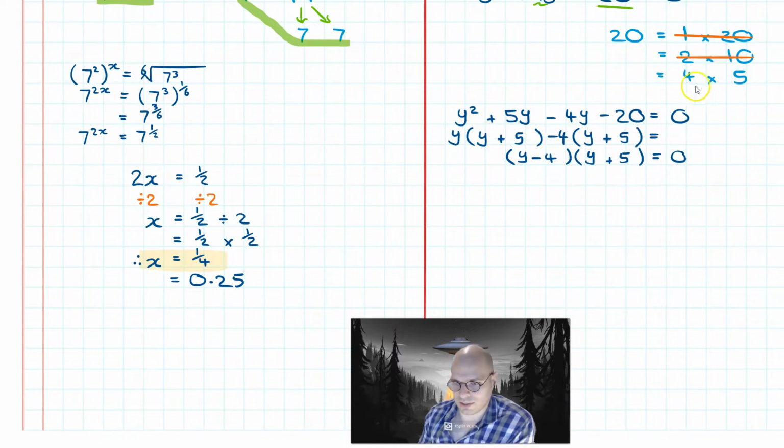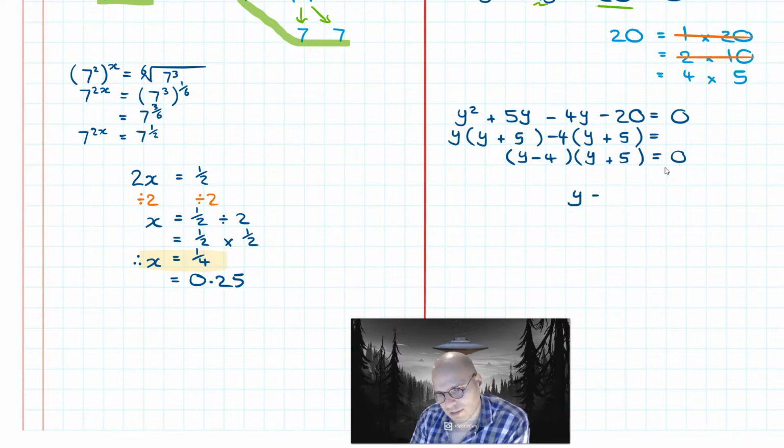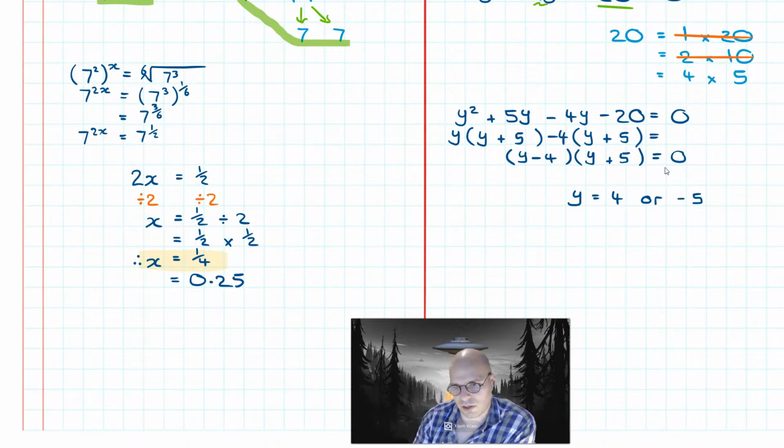Now because all of this is still equal to 0, I ask myself what values of y will force the left hand side to equal 0. Well, it's going to be y is equal to the opposite of minus 4, which is positive 4, or the opposite of plus 5, which is minus 5. So our values of y are 4 and minus 5.